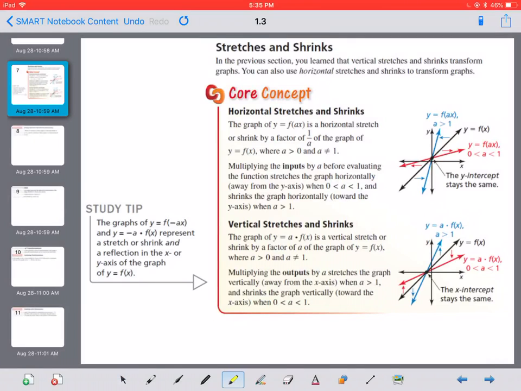The tricky one is horizontal stretches. The tricky part comes in right here. When you do f of ax, the factor that you stretch or shrink by is 1 over a. So we have to take a reciprocal. Okay, we have to take a reciprocal.